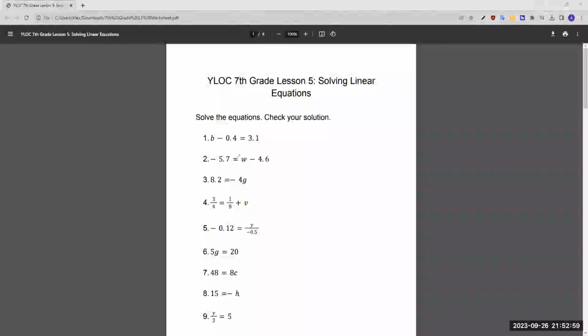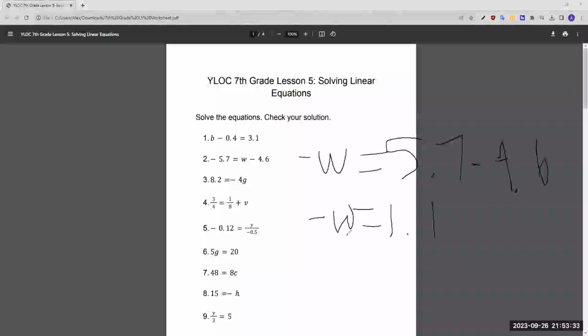For these type of problems, we have to get all the variables on one side and all the numbers on the other side. So for this, we can do negative W equals 5.6 minus 4.6. Now, when I move this W to the other side, I flipped the sign and I did the same with the negative 5.7. So 5.7 minus 4.6, 5 minus 4 is 1, 7 minus 6 is also just 1, and that equals negative W. Since it equals negative W, our final answer would be W equals negative 1.1.